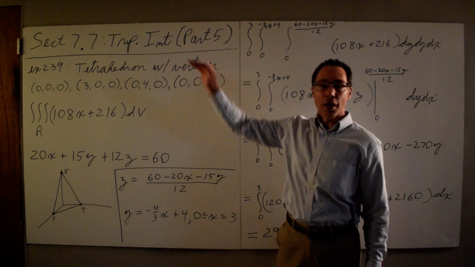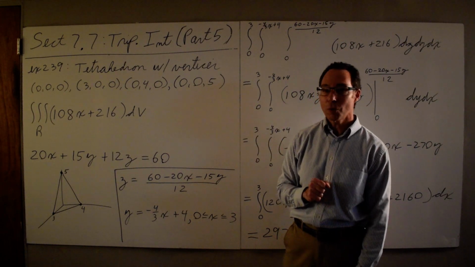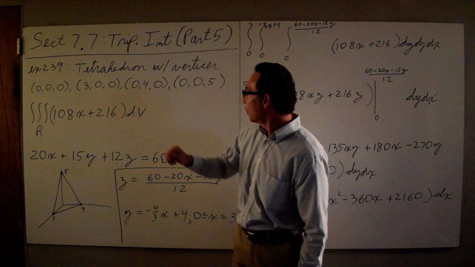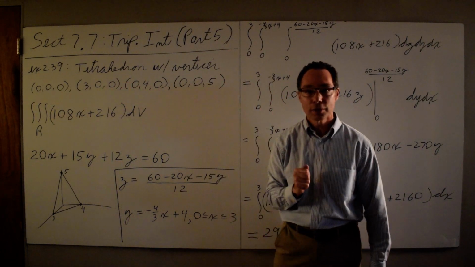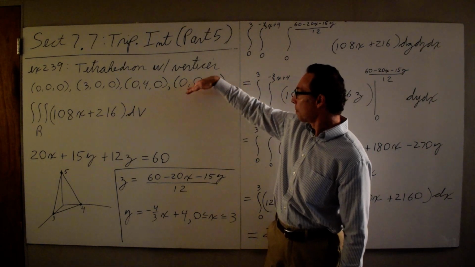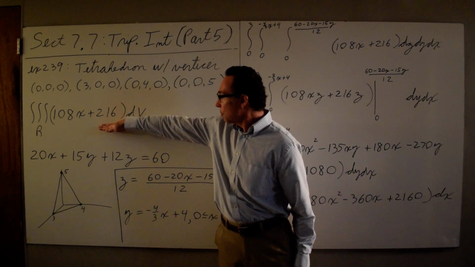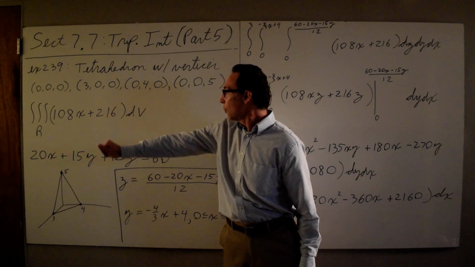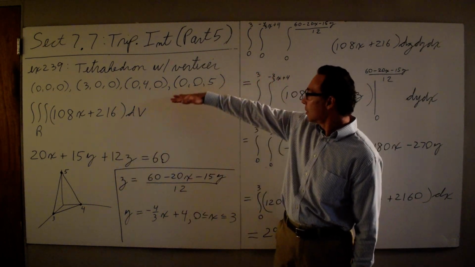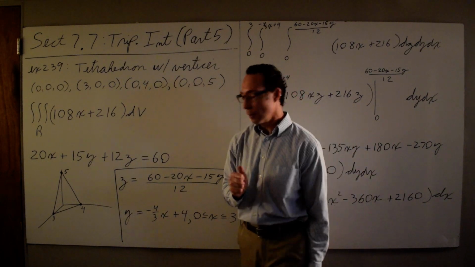So this is the fifth video on section 7.7, triple integrals. And here we're going to integrate over the tetrahedron bounded by these four vertices. So we have the origin, (3, 0, 0), (0, 4, 0), and (0, 0, 5). We're going to integrate this polynomial here over our region R, and R is the tetrahedron bounded by these four vertices. Drew a picture here.